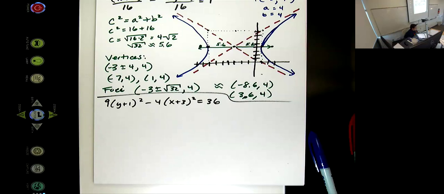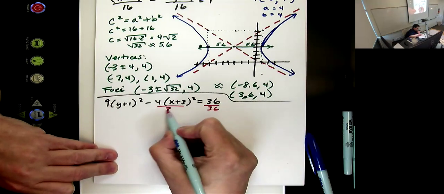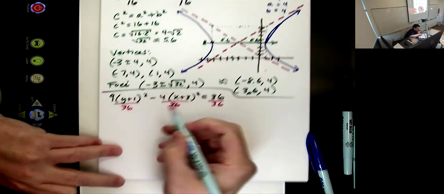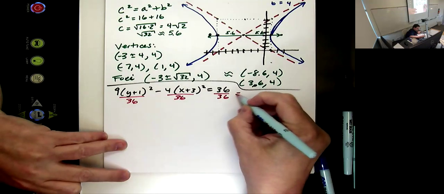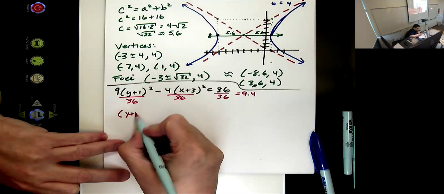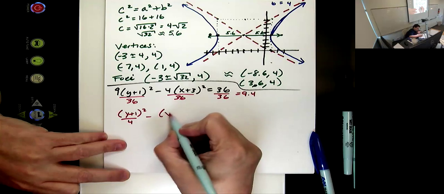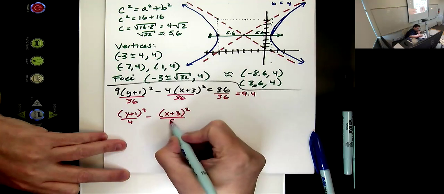What are we gonna do first? Make the problem one on the right side of the equal sign. That's right. You want to have a 1, so we're gonna divide by 36. 36 is conveniently 9 times 4. So in the left one, the 9's cancel and you've got a 4 on the bottom, and on this one, the 4's cancel and you've got a 9 on the bottom.